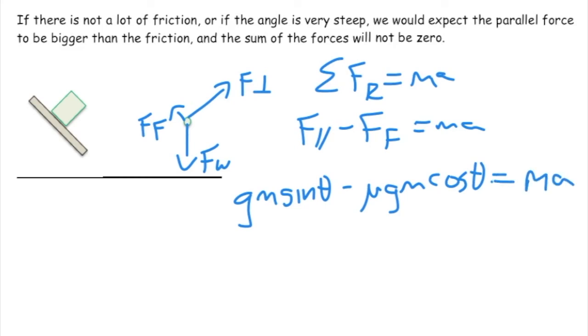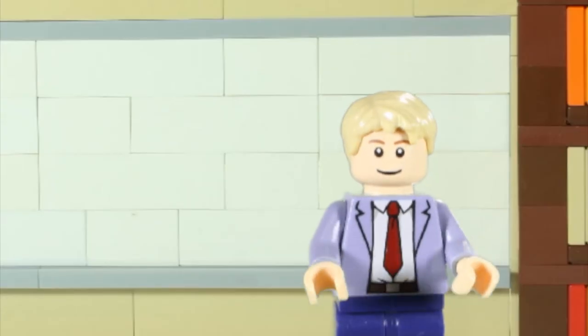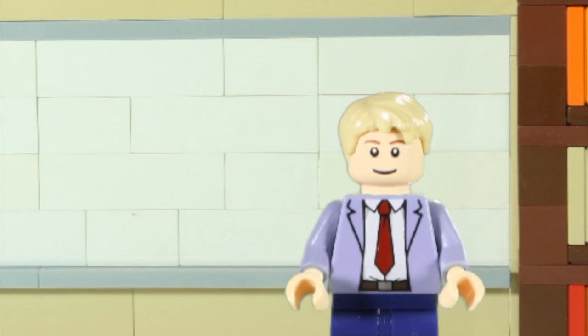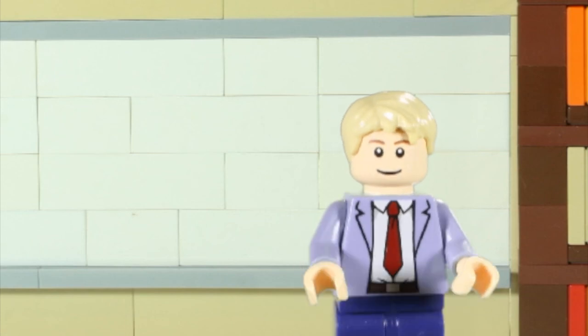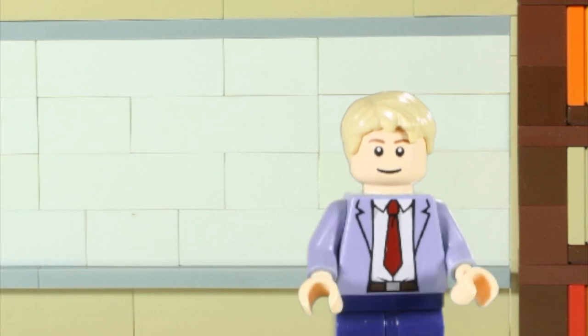Notice that the mass is in every term, so that means that the acceleration of an object on a ramp is independent of the mass of the object. That's pretty cool. Parallel force is not a real force. It is the sum of a weight and a normal force. It's really convenient to use parallel force on ramps.